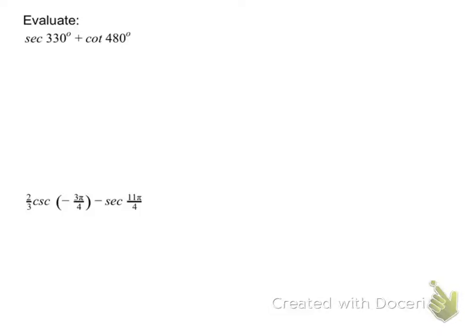What's a reference angle to 330? No, I'm not looking for a value. I'm looking for the reference angle. I want to say secant of 330 is the same thing as secant of what? It's 30, because here's 330, right? What's the leftovers to get me to the x-axis? 30 degrees. So therefore, secant of 330 will have the same value as secant of 30.